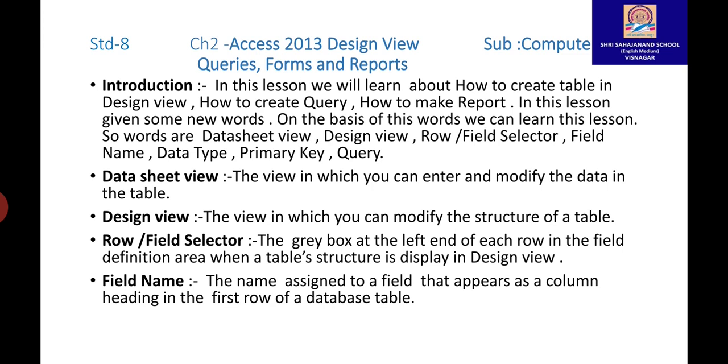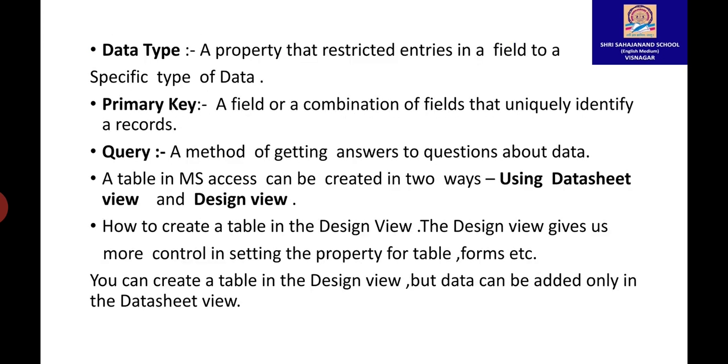Now field name, the name assigned to a field that appears as a column heading in the first row of the database table. Next is data type, a property that restricts entries in a field to a specific type of data. Means here you can set a data type for a particular field name. Now primary key, a field or combination of fields that uniquely identifies a record. Means by using this we cannot insert a duplicate record in a table. Now query, a method of getting an answer to a question about the data.